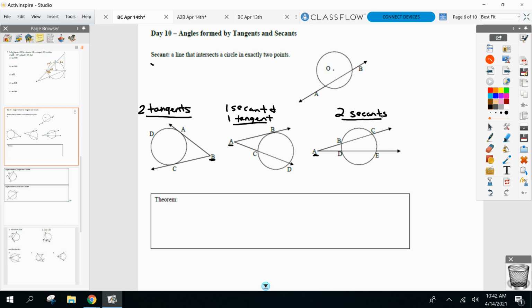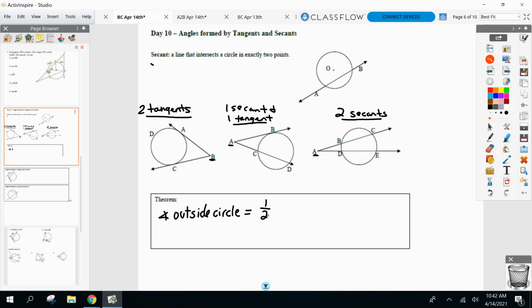Here's the good news. I don't care how that angle on the outside is formed, we find it the same exact way. Angle B, angle A, and angle A on my 3 diagrams are all going to be found the same exact way. Angle outside the circle. I don't care if it's 2 tangents, a tangent and a secant. Do not care. They're going to be found the same way every time, and that is, I'm going to take half.